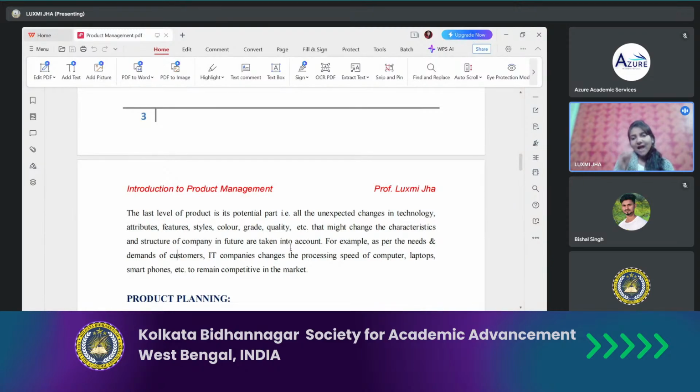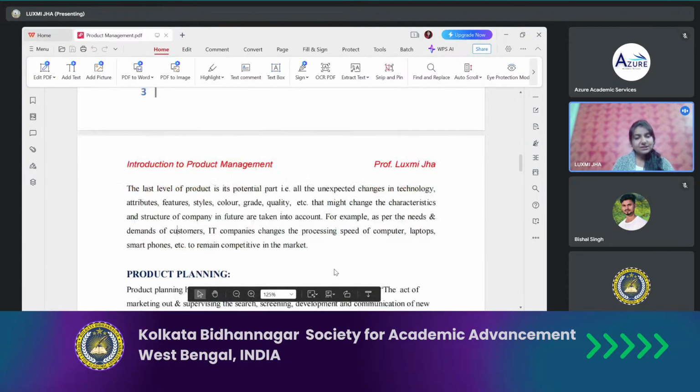And if, added to the main product, the core product, you're adding certain changes, maybe with respect to technology, features, changing of the packaging, color, quality, something which enhances the particular product's potentiality, that is what we talk about as the potential product. Okay, so over here, it talks about the future aspect of how it can capture the market.